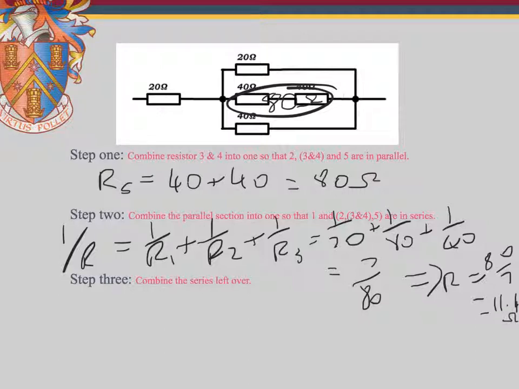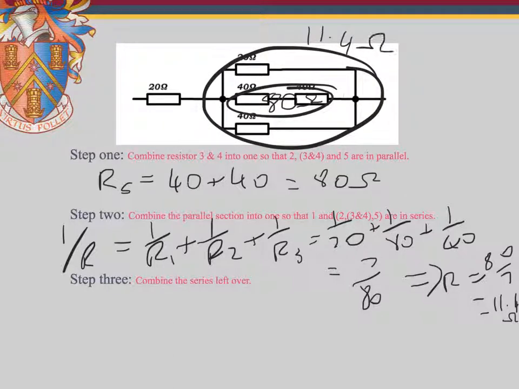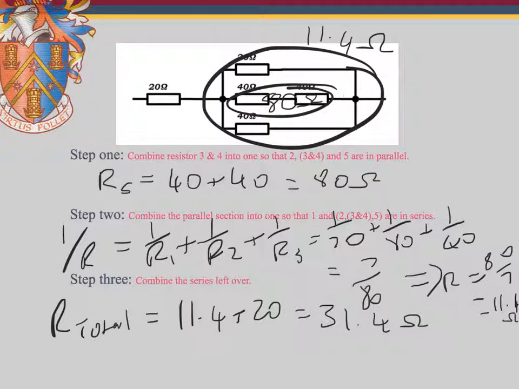Now we're going to combine the series. So effectively all this is turned into one resistor of 11.4 ohms, and it's in series with a 20. So resistance total is equal to 11.4 plus 20, which makes 31.4 ohms. Done.